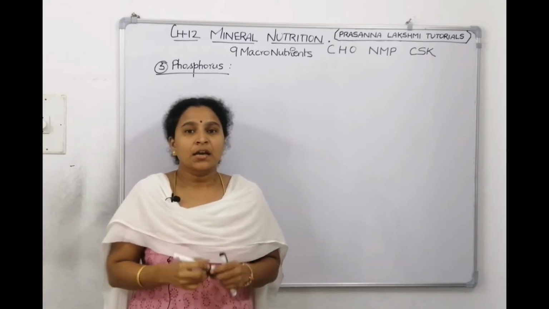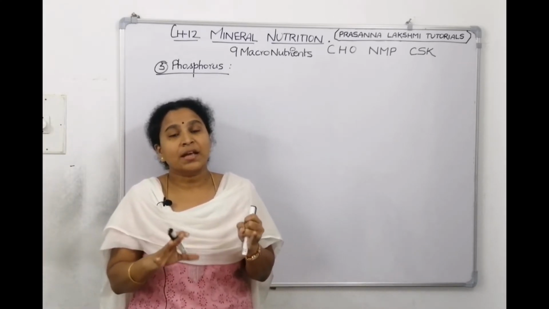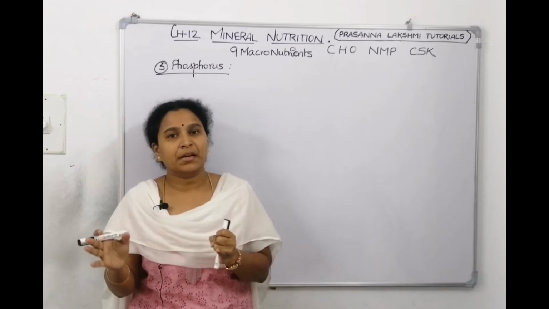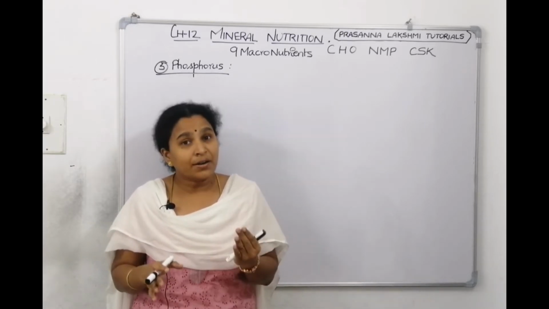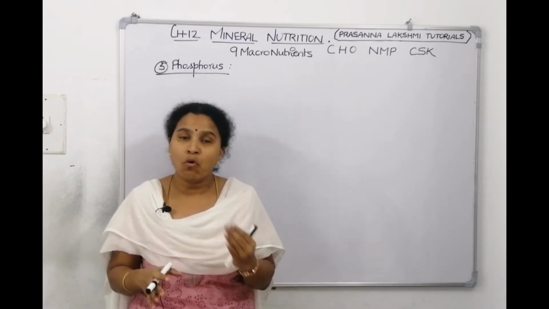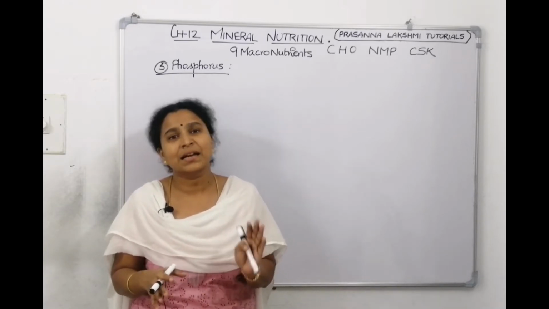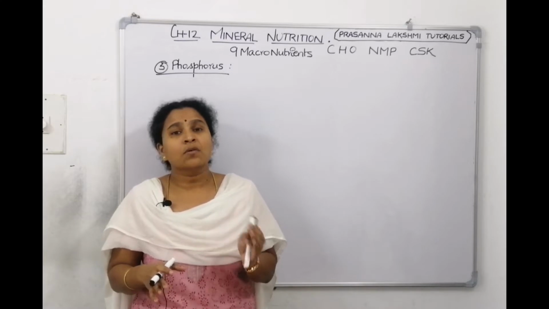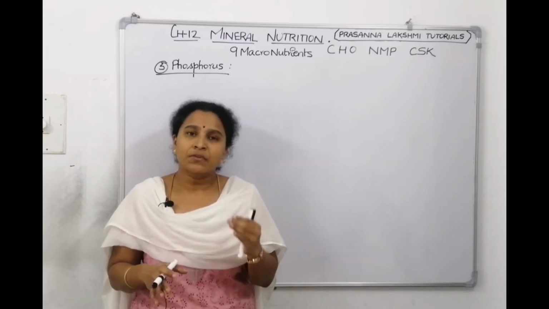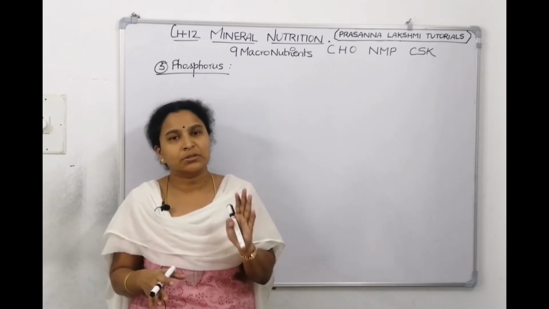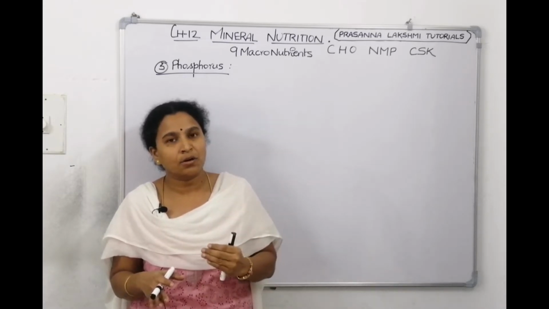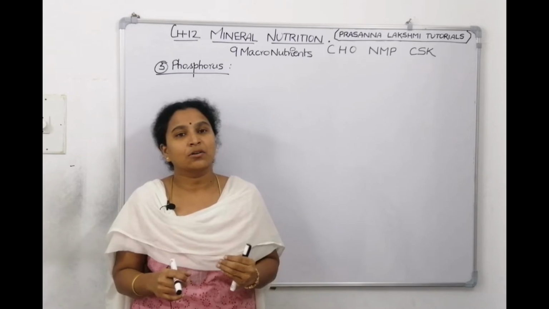In NCERT, carbon, hydrogen, oxygen, they are structural elements, they mention it separately. The fourth element they have mentioned is nitrogen, because nitrogen is absorbed by the plant in more concentration. After nitrogen, what is the next immediate element which is absorbed by the plant in more concentrations? It is phosphorus. So that is why NCERT has followed that order. We will also continue in that order only.